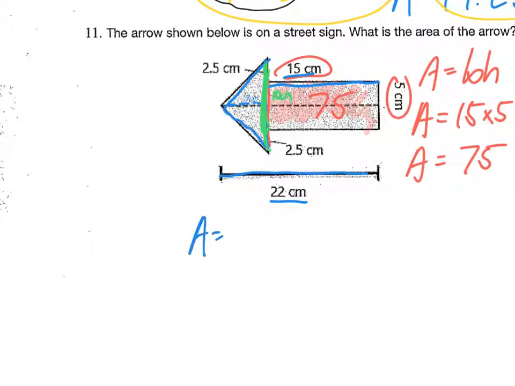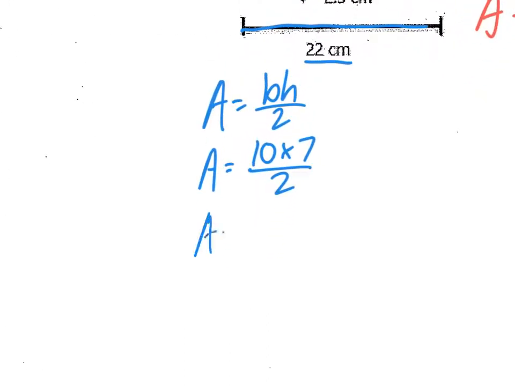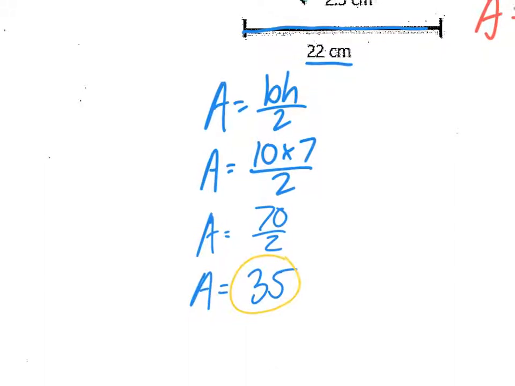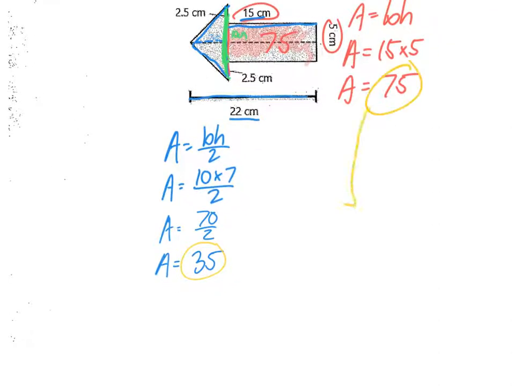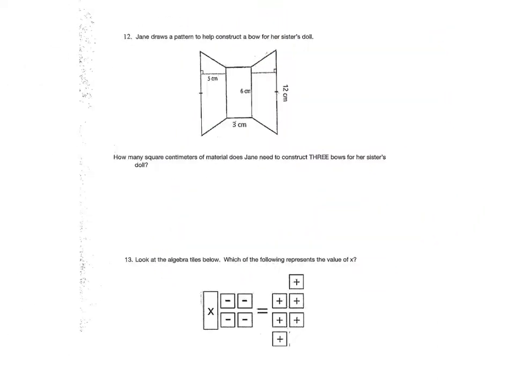So now our area for a triangle is base times height divided by 2. Our base is going to be that 10 centimeters, that part I wrote there in green, times the height of 7 centimeters divided by 2. 10 times 7 is going to be 70. And I still have to do 70 divided by 2, which is going to be 35. Now I have my two areas, so I'm going to combine the 35 and the 75. When I add 35 and 75, I get a total of 110 centimeters squared for the area of that whole street sign.